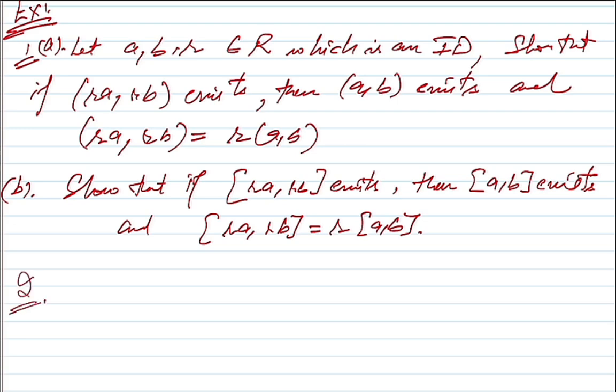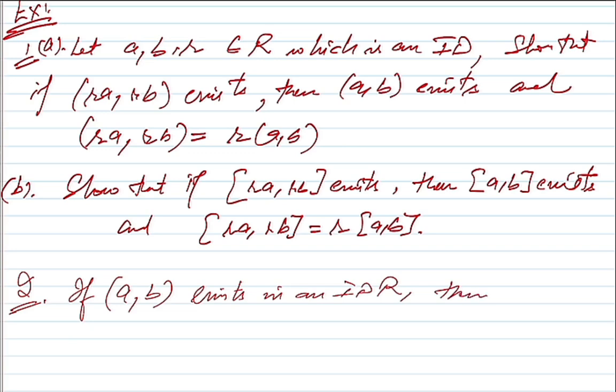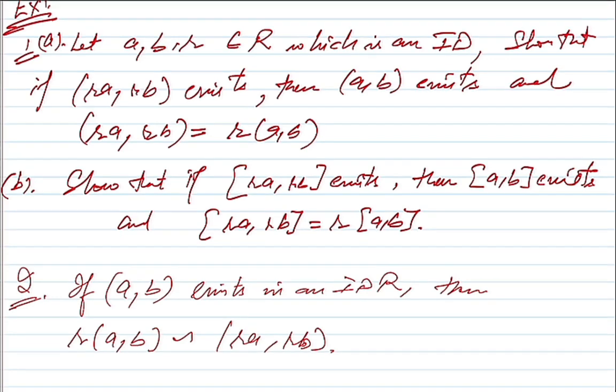Next, the second exercise. If the GCD of A, B exists in an integral domain R, then R times the GCD of A, B is associated to the GCD of RA, RB.